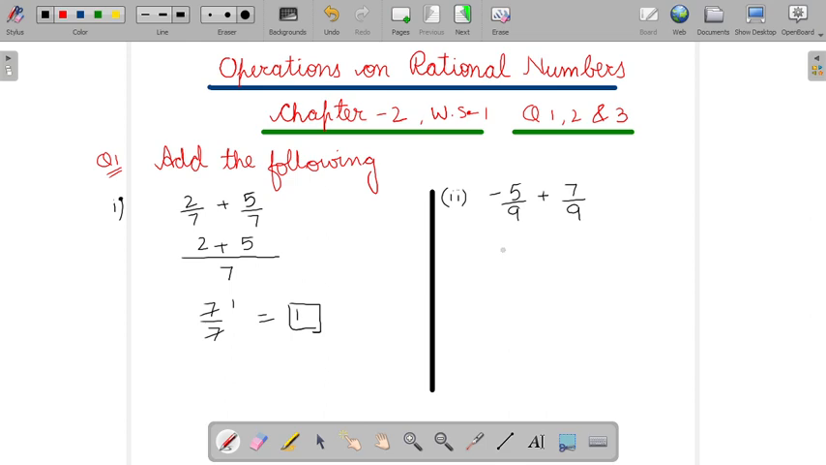Similarly, in the second part, again you would take the LCM. Here the LCM is 9. So नीचे से divide, ऊपर से multiply. So minus 5 plus 7. Minus 5 plus 7 is 2. 2 upon 9 is the answer.